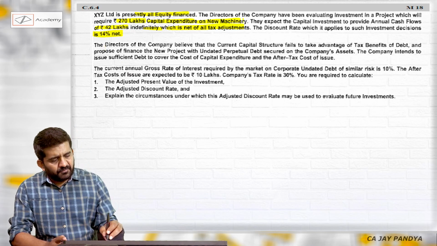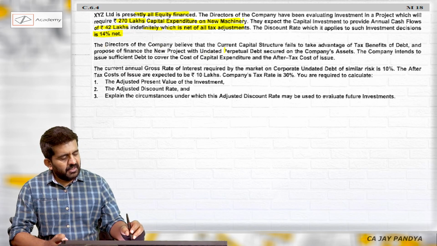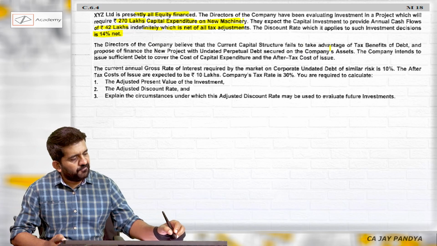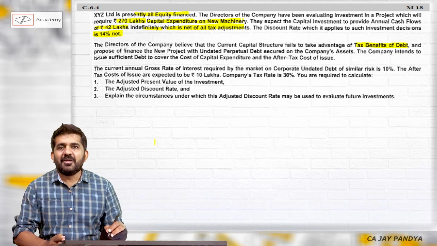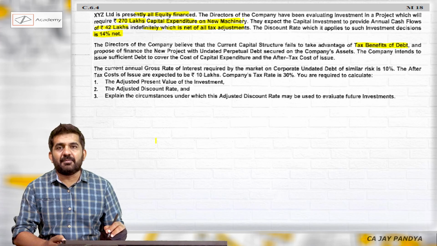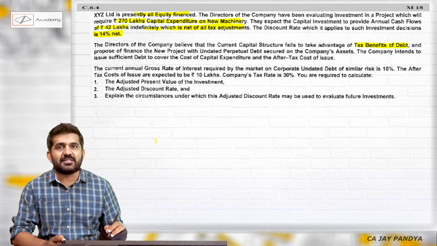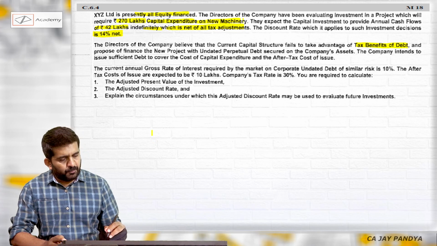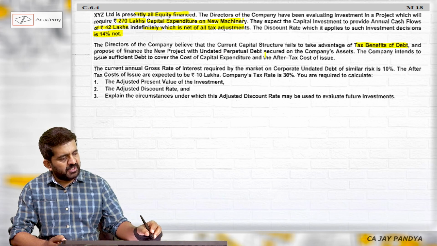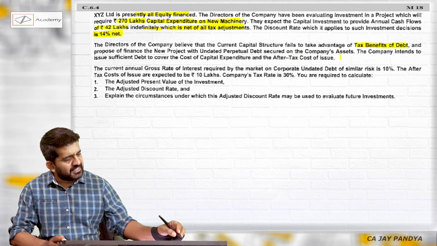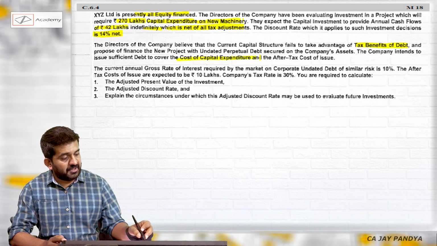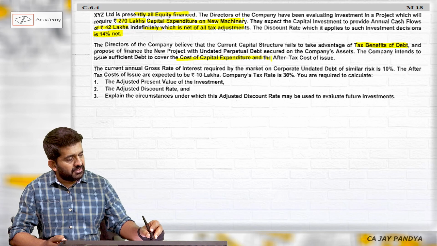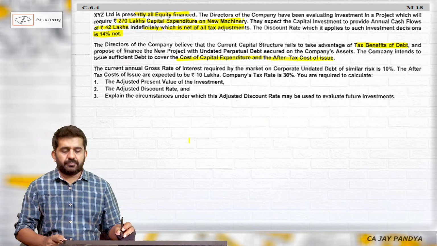The director of the company believes that the current capital structure fails to take advantage of the tax benefit on debt. This is correct. When you pay the dividend, it is not tax deductible, but when you pay the interest, it is tax deductible. And the proposal is to finance the new project with undated perpetual debt secured on the company's assets. The company intends to issue sufficient debt to cover the cost of capital expenditure and the after-tax cost of issue.